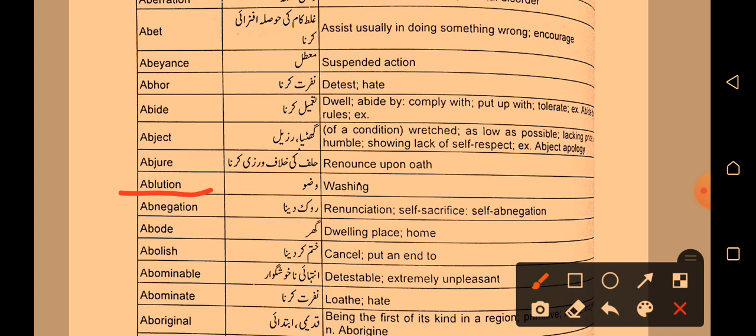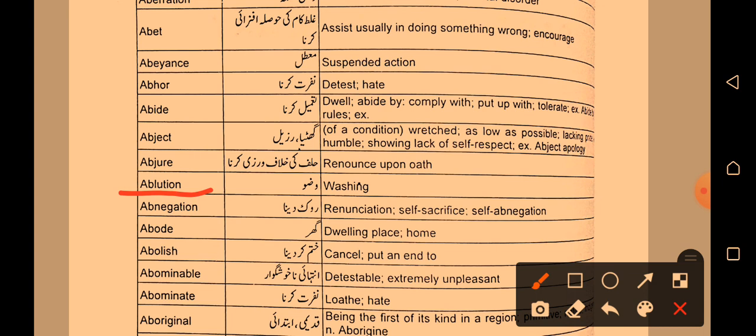Other word we have is abolish, which means to cancel, or we can say abrogate, or put an end. In that condition we can use abolish. To abolish the constitution of any country that is against democracy. In that condition you can use it.